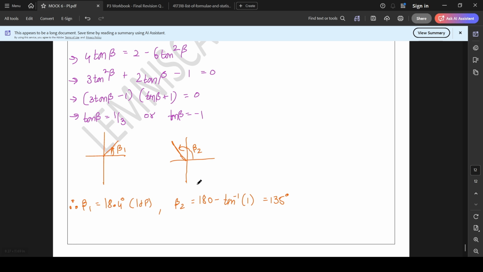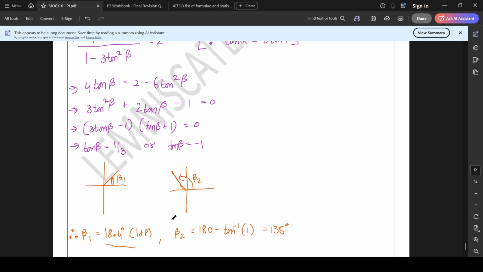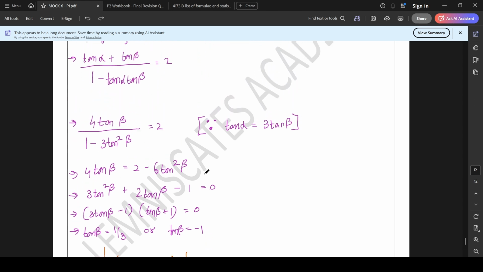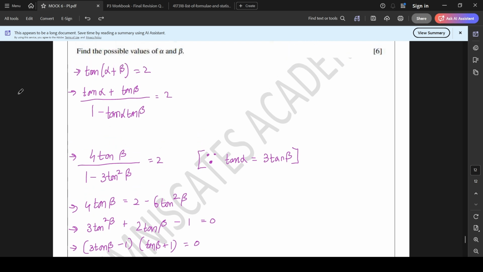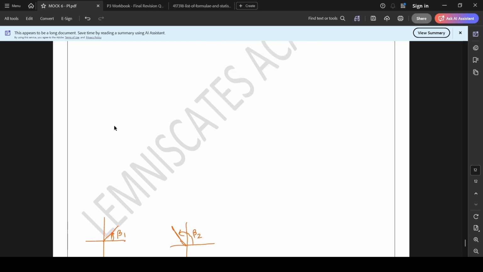Now let's go ahead and try to solve for alpha. One time I'll put beta as this value and try to solve for alpha and see how many values I get over there. And same thing I'll repeat for beta 2. So I don't have enough space over here, so no problem. I'll just get rid of the space from the top and try to solve for alpha.